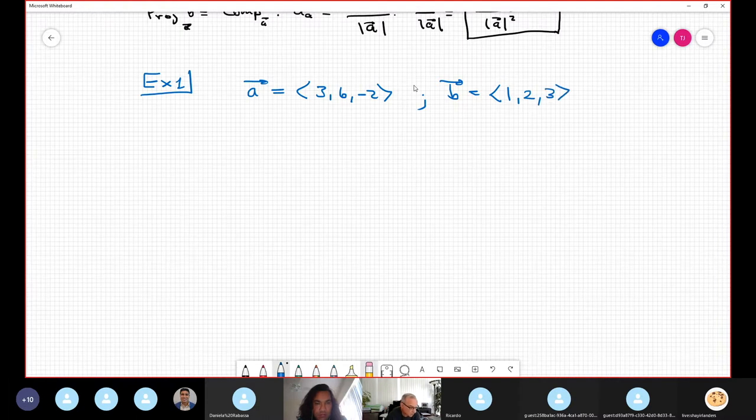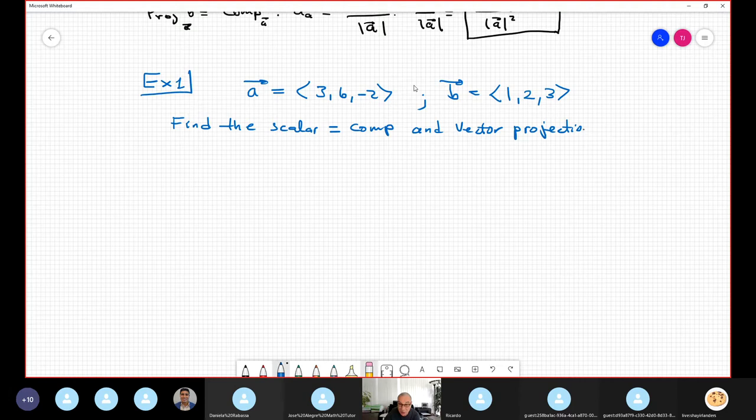What's the goal? The goal is to find the scalar, so the component, and the vector projection. Scalar is equivalent to component. For the vector projection, if there is no specification of which projection, horizontal or vertical, you assume it is horizontal. In this case, projection onto the A vector.